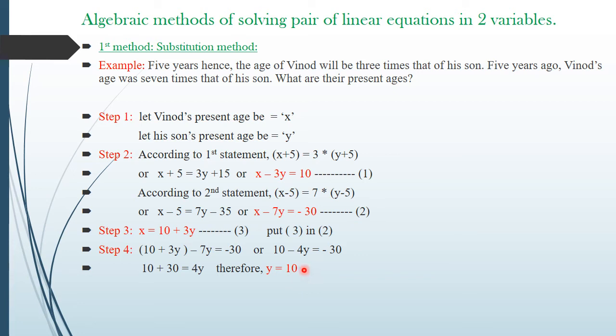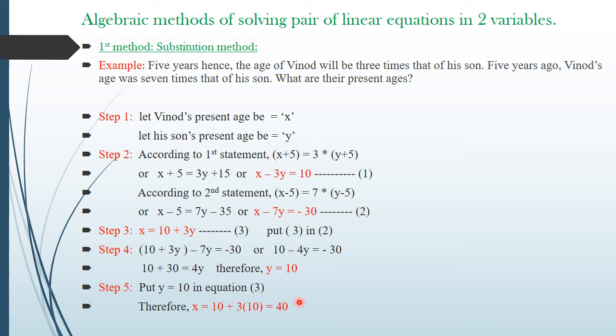I will substitute y is equal to 10 in equation number 3. When I do it, I will get x equal to 10 into 10 plus 3 into y. The y value is 10, that is 10 plus 3 into 10. So I will get x value as 40. Therefore, you can see x I have assigned as Vinod's present age. Therefore Vinod's present age is 40 and his son's present age is 10.